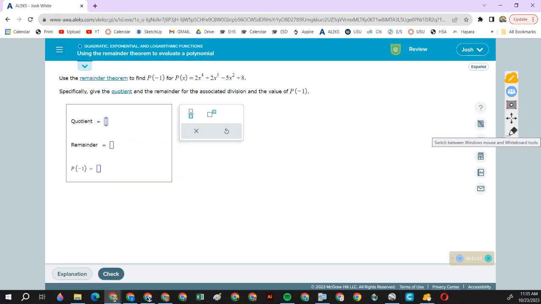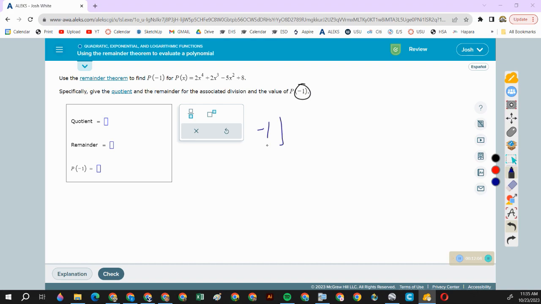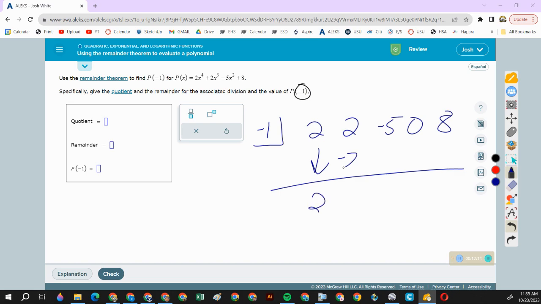All right. So let's do the division. If I want to know when x is negative 1, we just have to do synthetic division. So negative 1 goes in the corner. 2, 2, negative 5, 0, and 8. Drop the 2, negative 2, 0, 0, negative 5, 5, 5, negative 5, and 3.